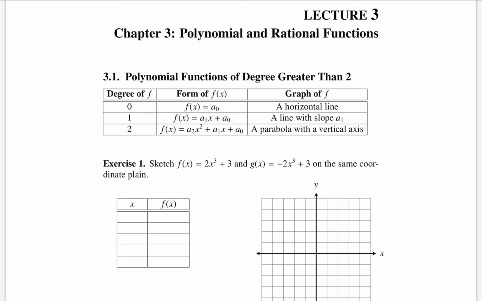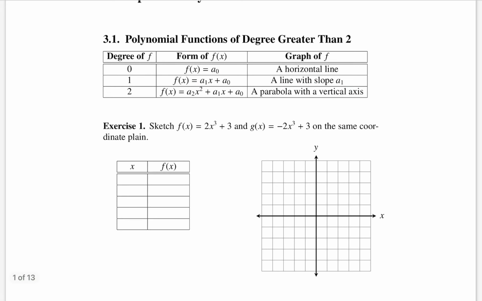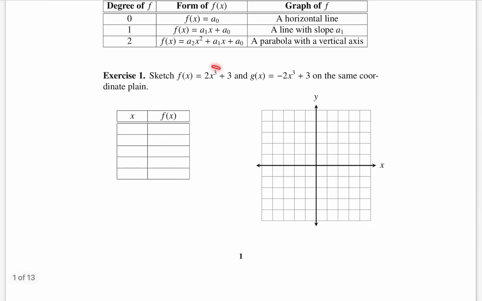Y-intercept, a sub 0. A polynomial of degree 2 is going to look like a quadratic, which means it has an x squared term, and that's going to have a vertical axis. So here we have two cubic functions because of the third power. They want us to sketch this on the same coordinate plane. So we have f of x, we should extend it out to include the g of x. So I will extend this out a bit and create a new column for g of x.